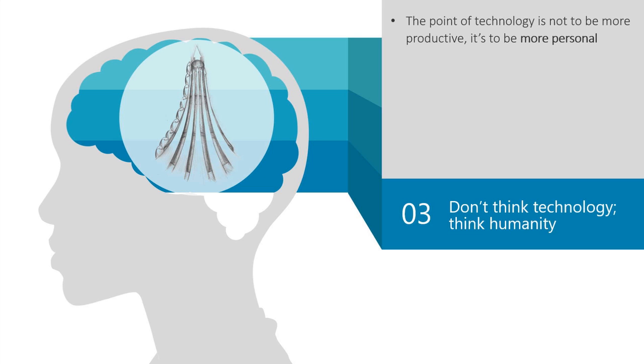Let's go to the third point. Do not think technology, think humanity. Now, we are really missing it here. The point of technology is not to be more productive. We use technology so we can become more productive, we can accomplish more, we can mail more people. But as we do that, we fail to use technology to harness a more organic, natural, real relationship. The point of technology, as you're thinking through your tech stack when you're designing a website, is not all the savings and all the things you can do. It's about enabling more personal, more specific communication.